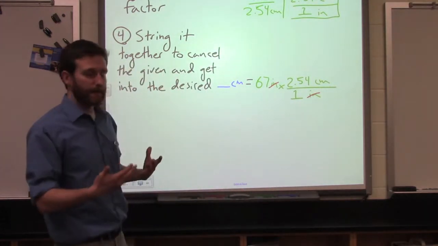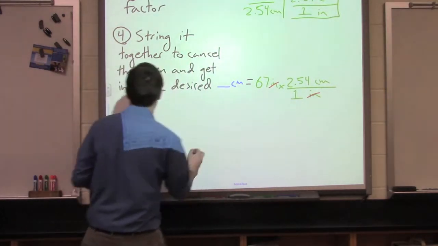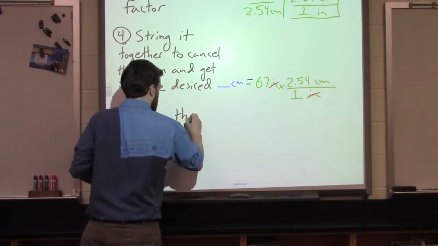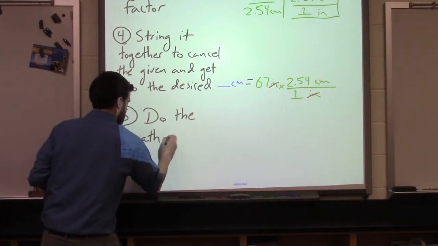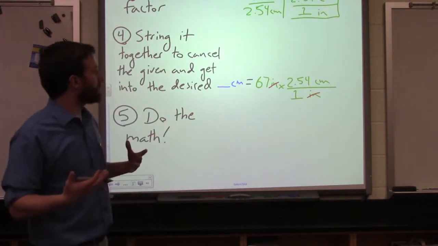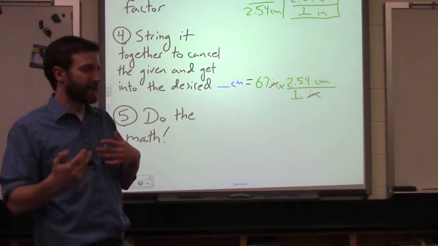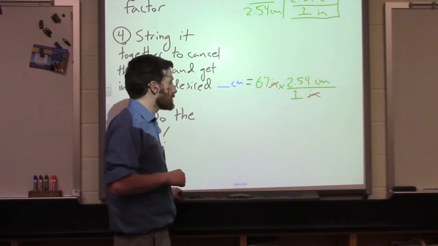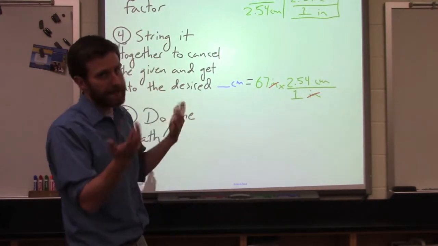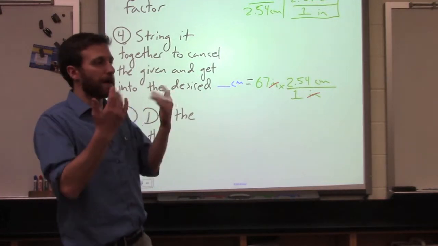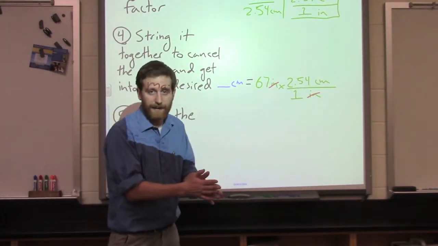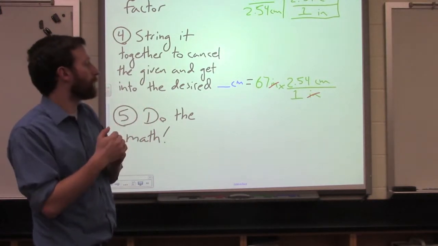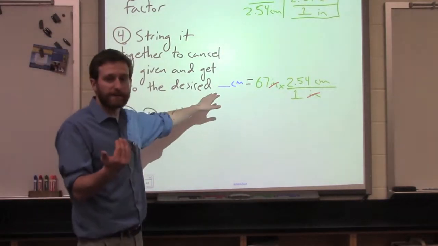So I said, lastly, you got to do the math. And how would the math like this look on the calculator? Step 5, do the math. Once I've determined that my units cancel out correctly and I go from the given inches to the desired centimeters, I can pretty much disregard the units because I can't put them in a calculator. I can't do the mathematical operations with letters in there. And I can just say that 67 times 2.54 over 1 equals some amount of centimeters.